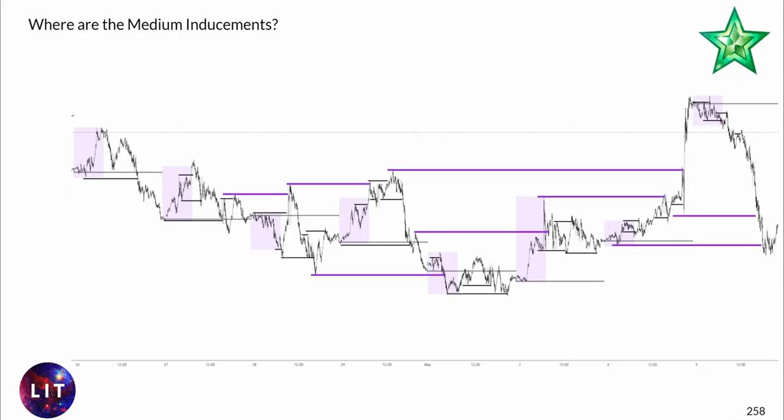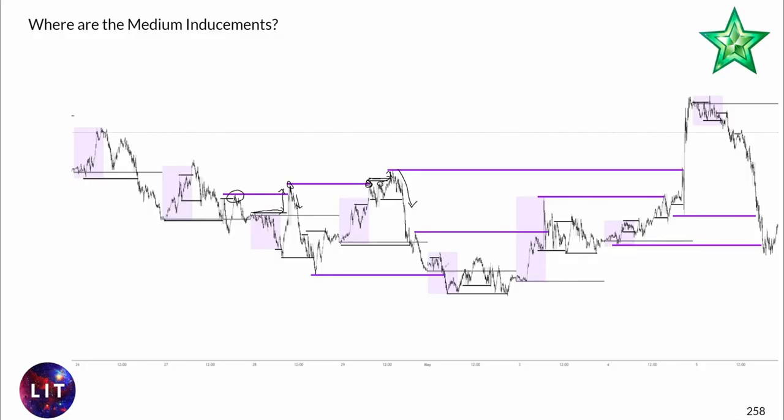Okay, so yes, this was a minor inducement, but it was also a medium inducement. This is previous day structure. And again, look, we can see how they induce it with lots of momentum before continuing in the opposite direction. And then the same here, medium inducement, but we also build equal highs for our minor inducement. So we have medium into minor, into continuing the other way.